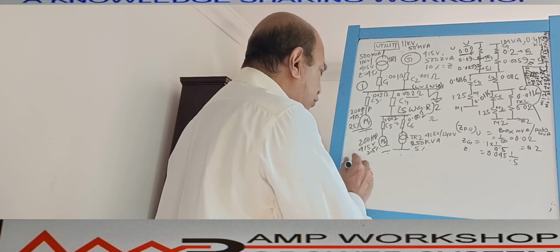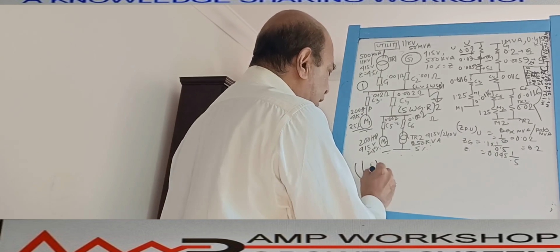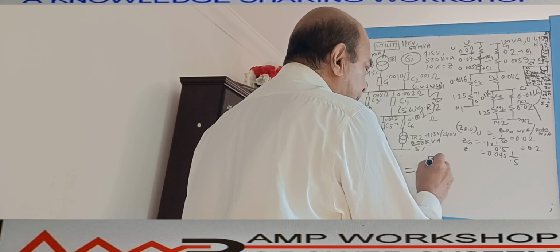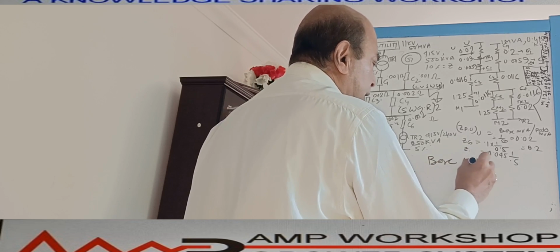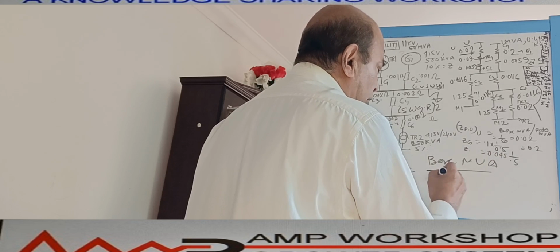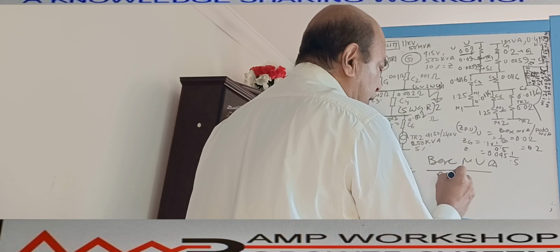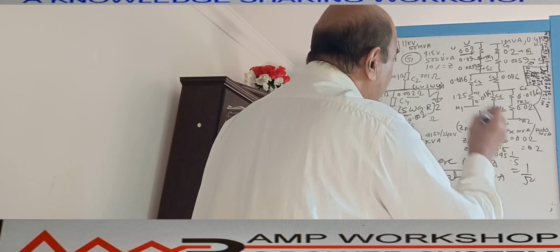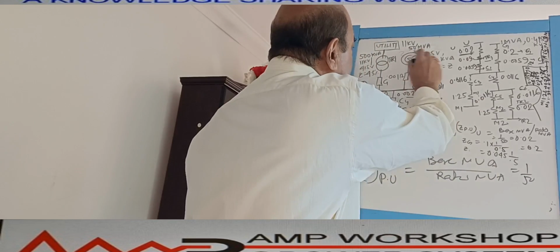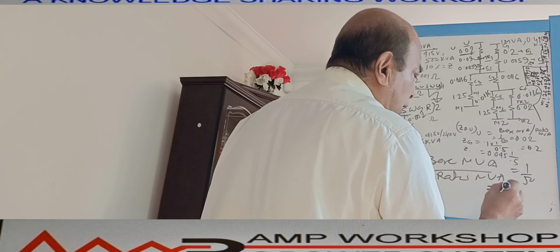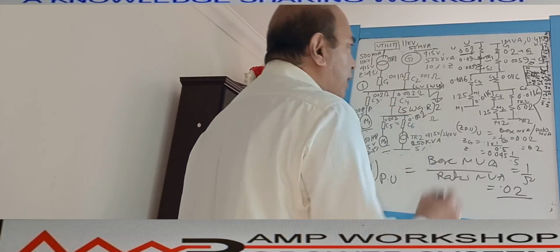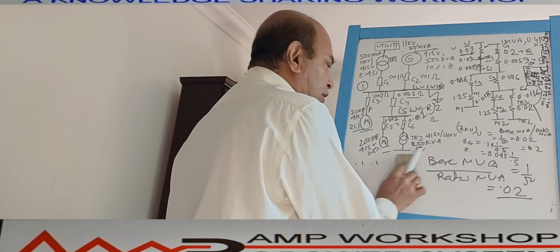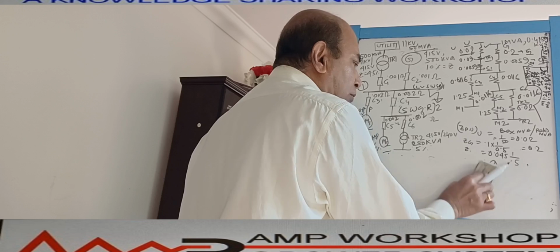So the utility per unit impedance, in another way, is simply equal to base MVA divided by rated MVA or short circuit MVA. So that is equal to how much? 1 by 50. 1 is the base MVA and 50 is the rated MVA of that. So this is equal to 0.02 per unit impedance. That is what we have put over here. That is the system per unit impedance at the 415 volt level.